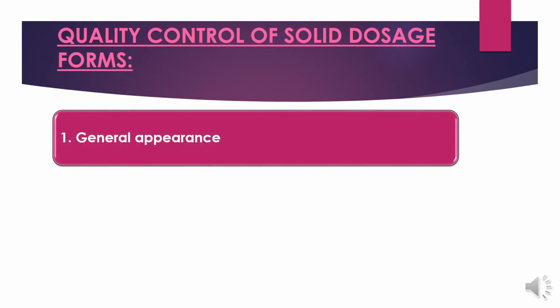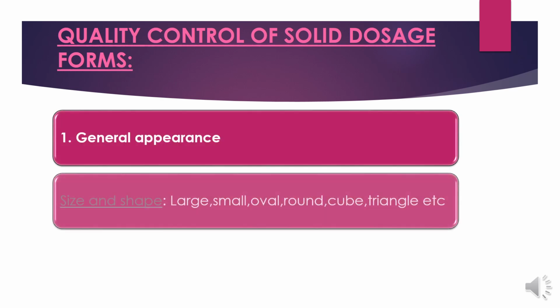So in the general appearance test, the first thing we are going to check is their size and shape. So they may be large, small. In case of tablets, they may be oval, they may be round, they may be in cube form, or they may be in triangle or any other possible shape that is applied by the manufacturer.